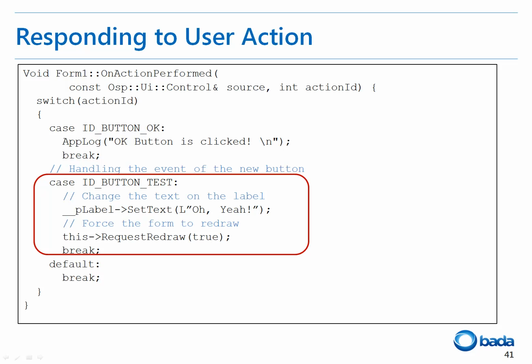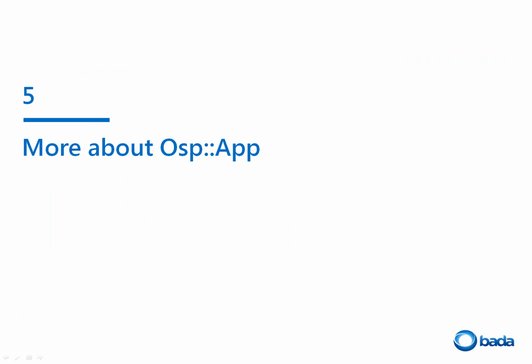In OnActionPerformed, I'm checking whether the test button was pressed by checking the action ID against IDC_BUTTON_TEST. If this is satisfied, I use the pointer to the label to set the label text by using the SetText API. Then, by calling the RequestRedraw API, I'm redrawing the form to be able to see the changed label.